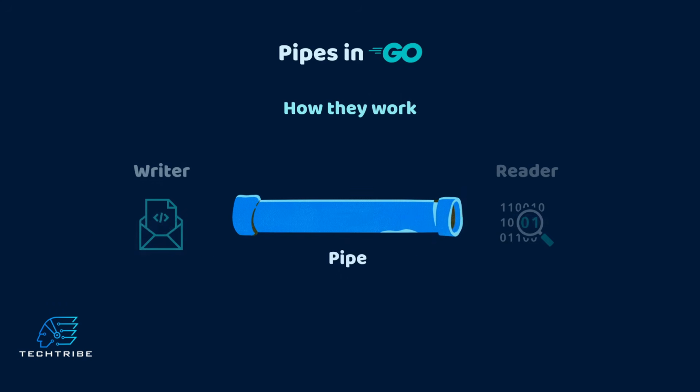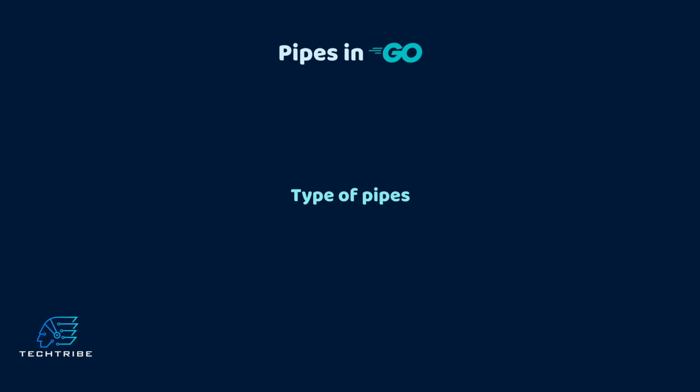So that's the overall idea of the producer-consumer model, right? On one end, you have a writer, which will write data inside the pipe. And on the other end, you will have a reader, which will read the data that the writer is sending through the pipe. And we do have types of pipes.